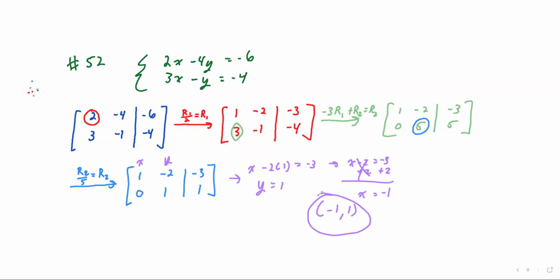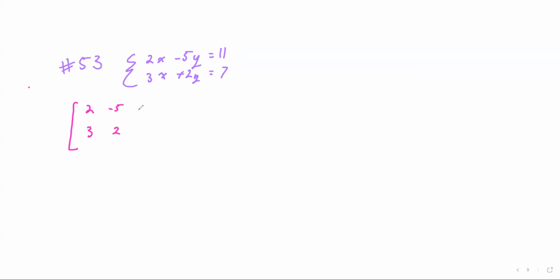All right, so let's do another one. Make sure you grasp that. Let's look at number 53. This is going to be 2x minus 5y equals 11, and 3x plus 2y equals 7. All right, so step 1, turn this into an augmented matrix: 2, 3, -5, 2, 11, 7.